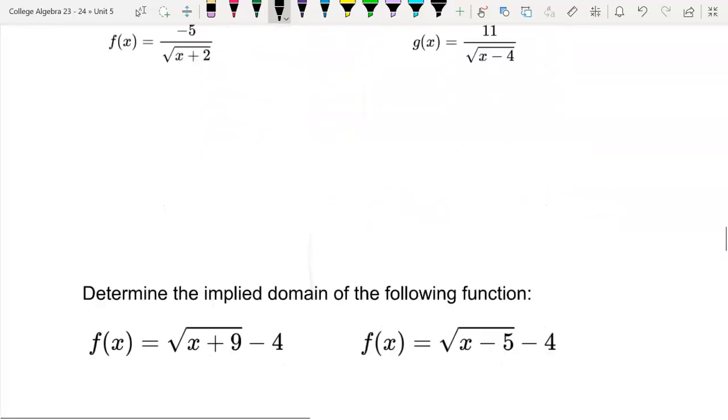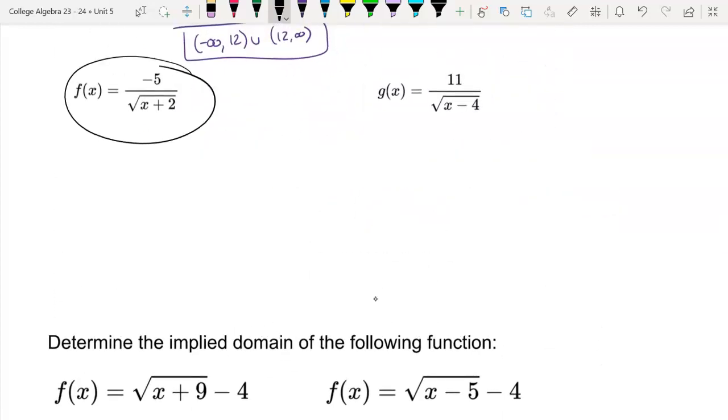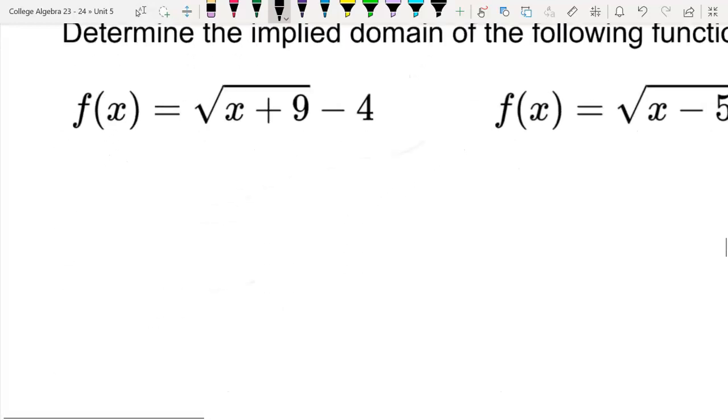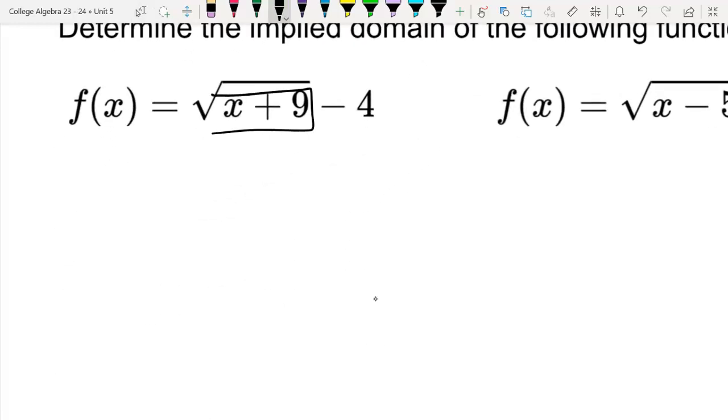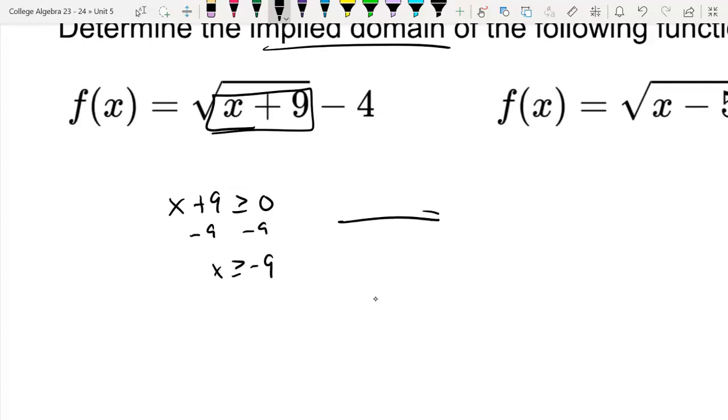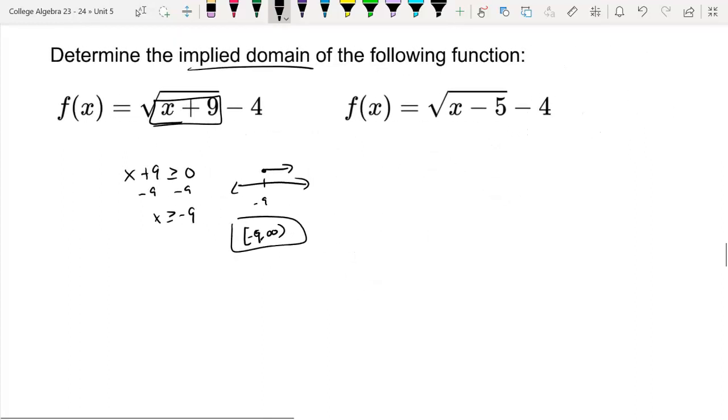I'm going to go back to this bottom one here in a second. Let me do the square root one first. So this one right here, again, the x is inside a square root. We're trying to find the implied domain. You just take what's inside the square root and set it greater than or equal to 0, and I subtract 9. So now I graph it on a number line. Shade, -9 to infinity would be my domain. Because you got to write it in notation. Again, that's when it's inside a square root.